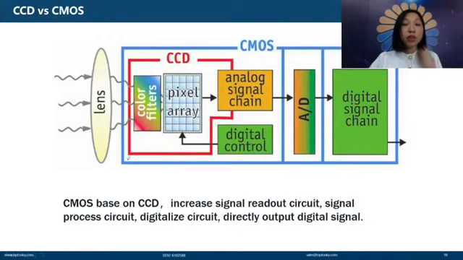In these pictures, we can more vividly see the relationship between CCD and CMOS. You can see in the front section, CCD and CMOS are the same, but CMOS has more A/D conversion, because CMOS is based on CCD, and it adds a signal readout circuit, so it can make the signal processing circuit digital, so it can finally export the digital signal.